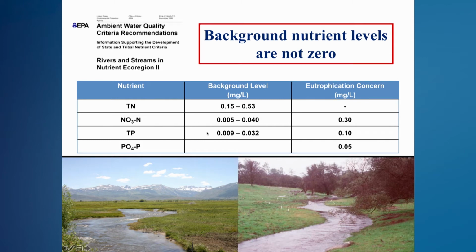There is a naturally occurring background level that occurs in all ecosystems. And in fact, aquatic ecosystems require nutrients to maintain their productivity. In terms of eutrophication concerns, there are various standards set for nitrate and phosphorus, as shown in the right-hand column here. But background levels of nutrients are not zero.